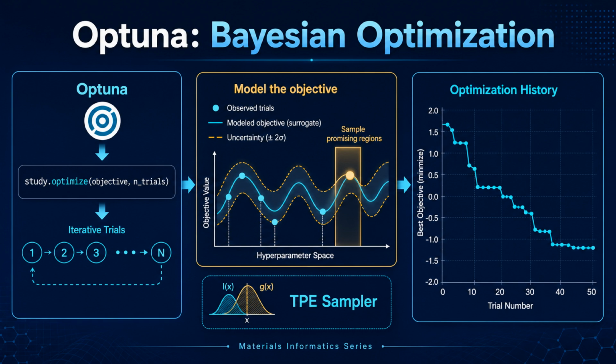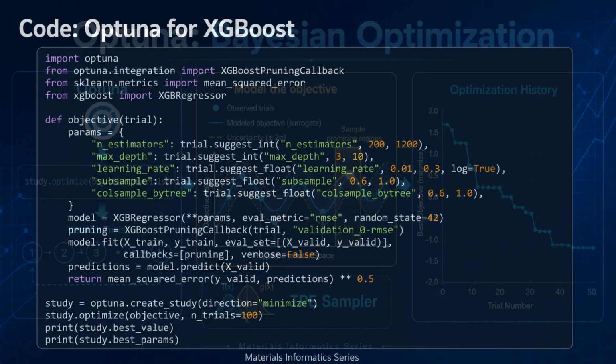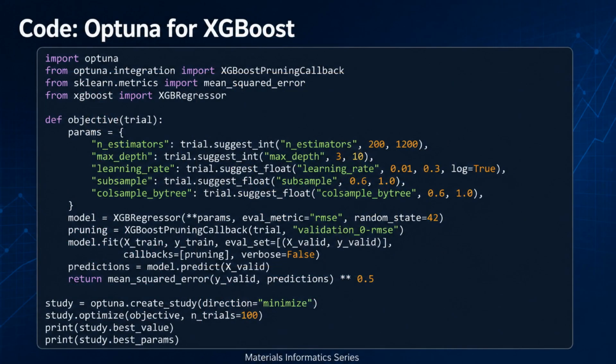Create a study, define an objective function using trial.suggest for parameters, and call study.optimize. Optuna automatically balances exploration and exploitation, often finding optimal parameters faster. Here's an Optuna example for XGBoost.